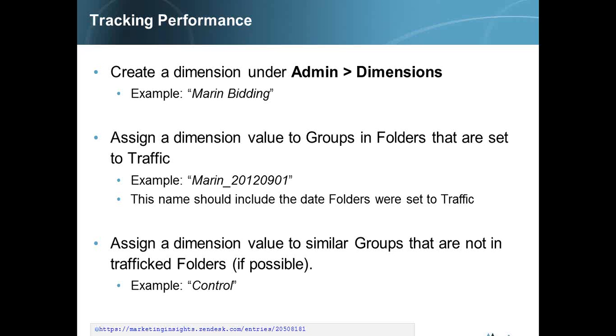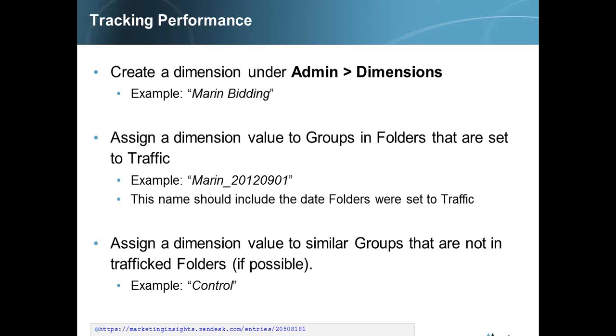An example here is setting these groups to have the value Marin underscore and then the date that the folders were set to traffic, so that you can easily identify and make sure that you're using the correct dates when you look to compare how Marin's doing in terms of bidding versus how you were doing prior to having Marin bidding on. You would then want to assign a dimension value to similar groups that are not in trafficked folders if possible. So this would be a great way to set up a test.